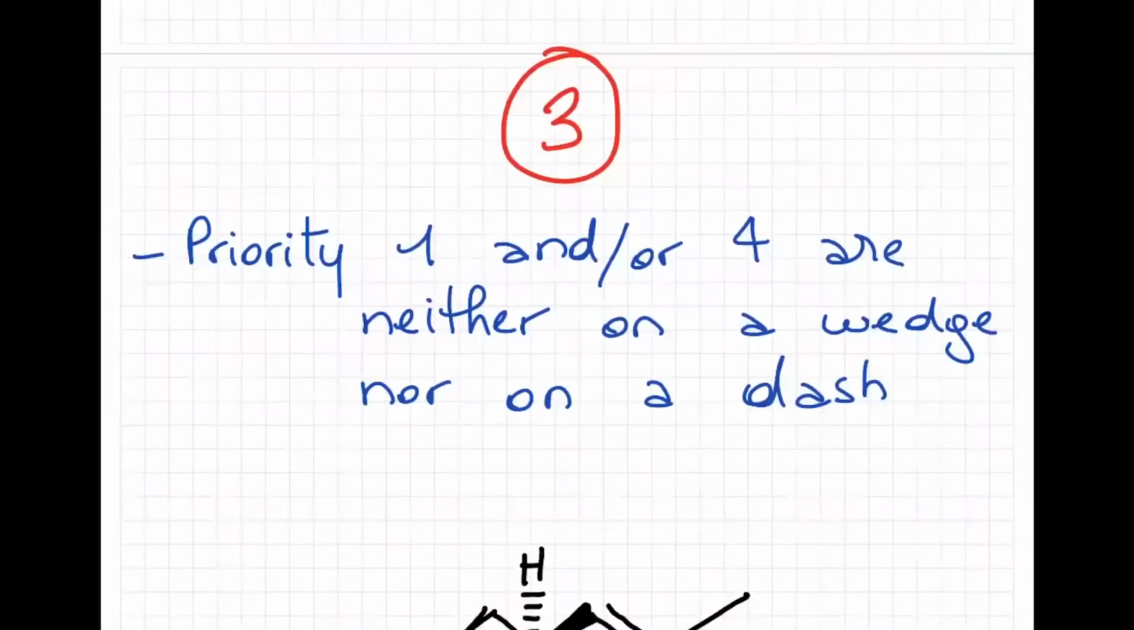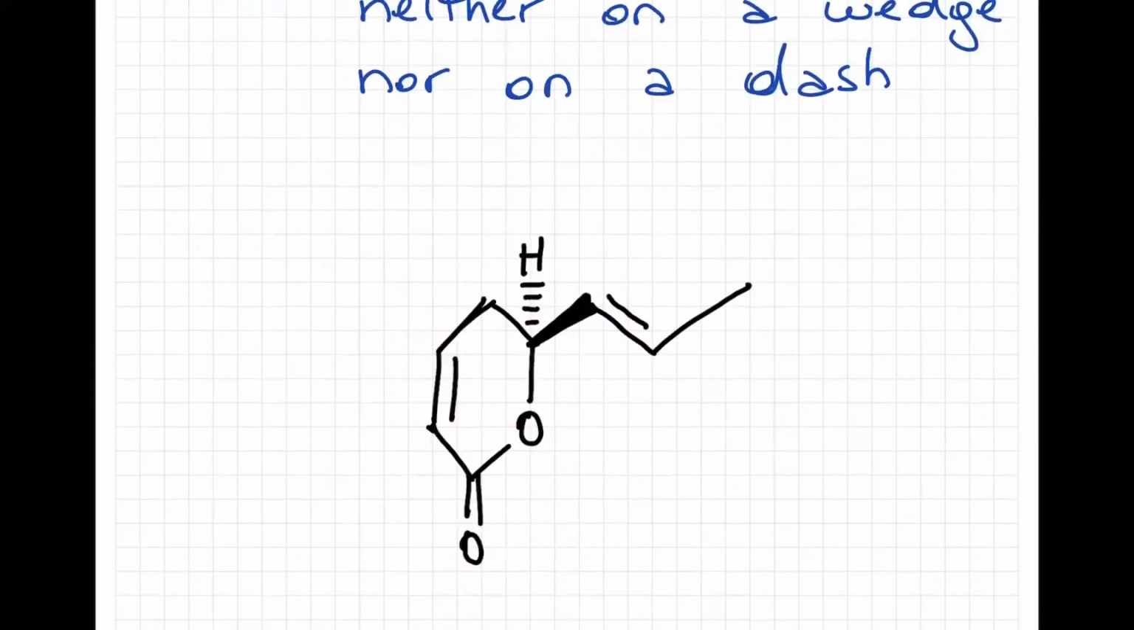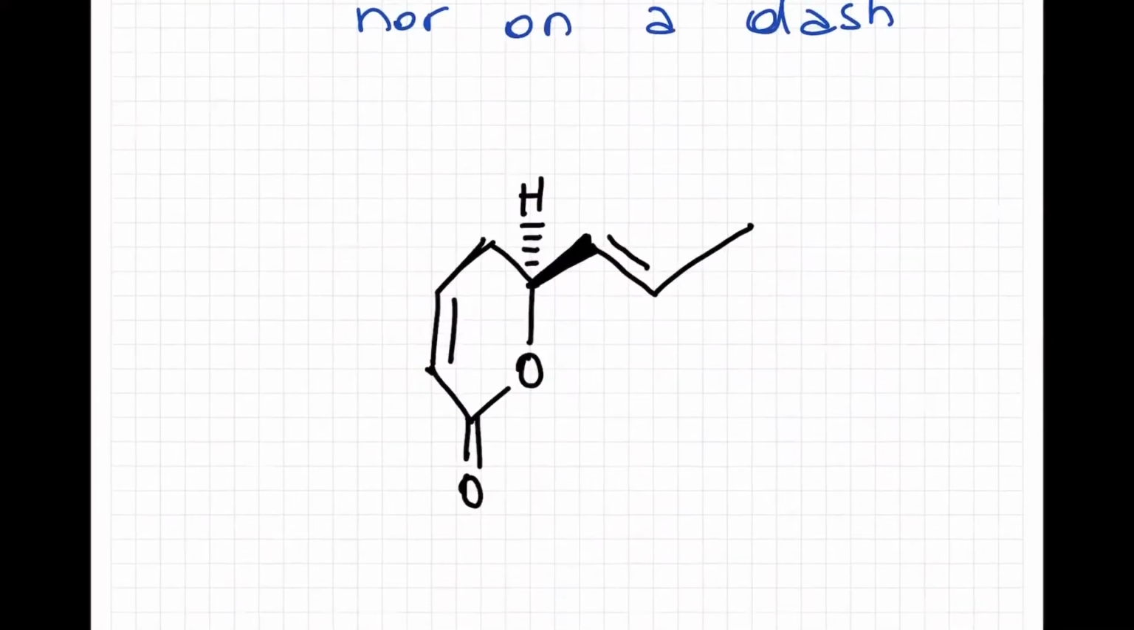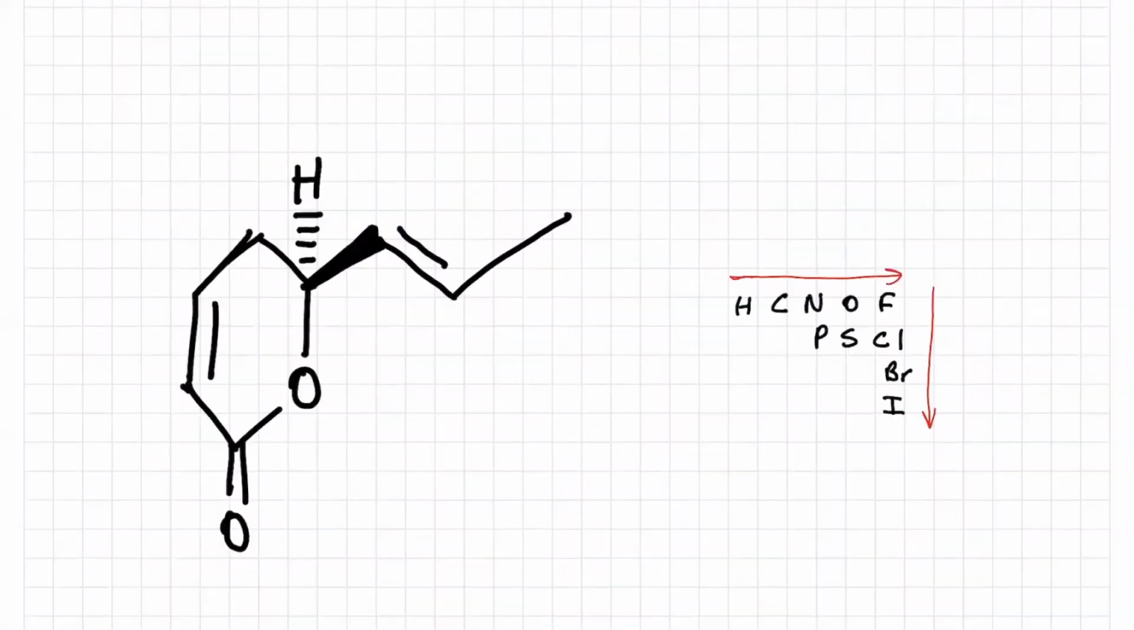Okay? The third case we can have is when priority 1 and/or priority 4 are neither on a wedge nor on a dash. Because remember, so far we've seen how our focus was on 1 and 4. We want to make sure that they are at least in the wedges and dashes world. But if at least one of them is not, then we're going to have to do a little bit of work. Let's take this example.